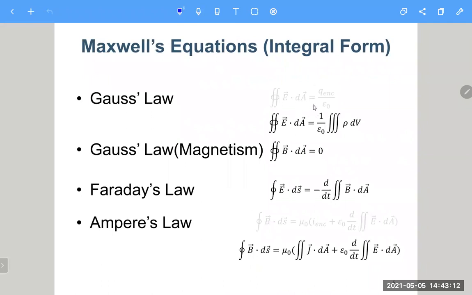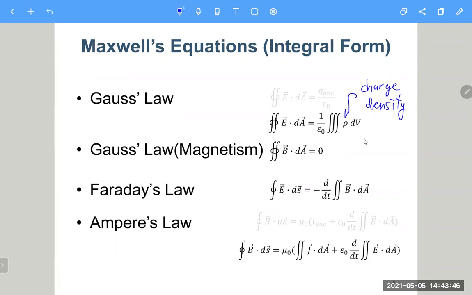And furthermore, we can also rewrite the Q enclosed with a triple integral in terms of the charge density. So this rho is called the charge density. Actually, we have used this notation before when we learned about the electric field, around chapter 22, 23, somewhere right there. We have used this notation before.